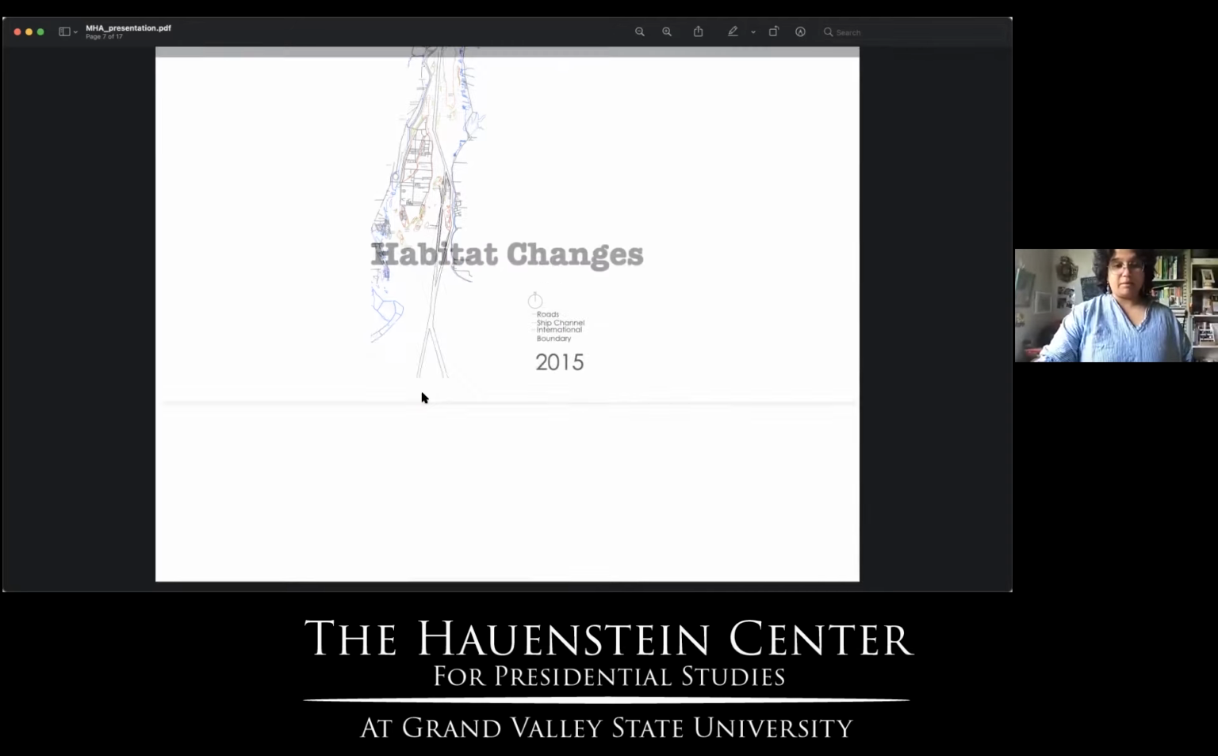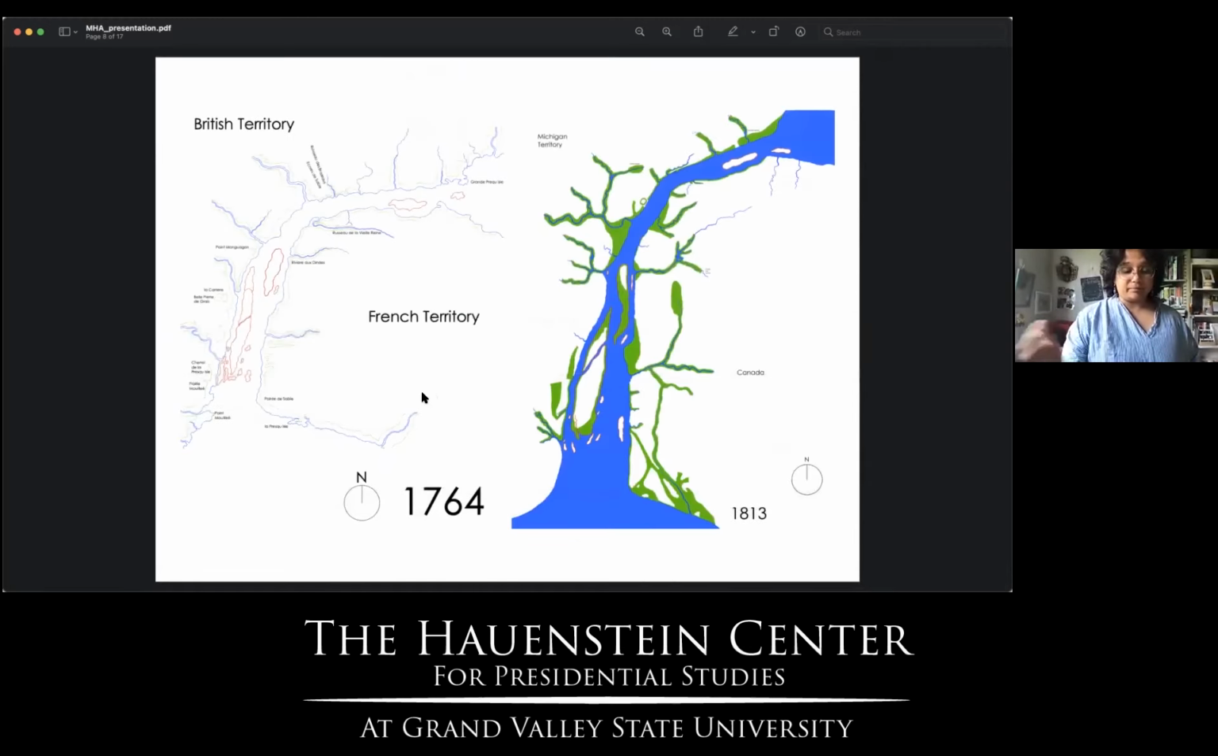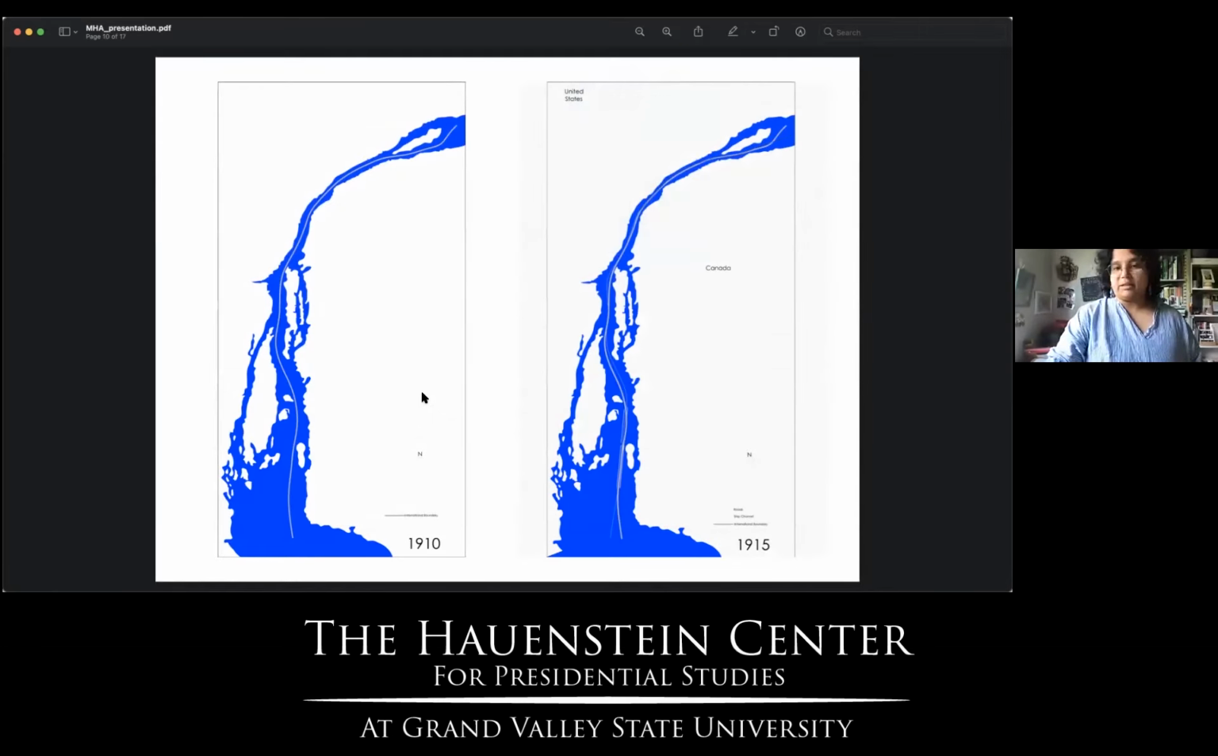Now, if you look at habitat changes between the 18th and 21st century, there have been massive habitat changes along the river. At first glance, it's easy to see how wetlands disappeared, right? So by the early 20th century, there are no wetlands.